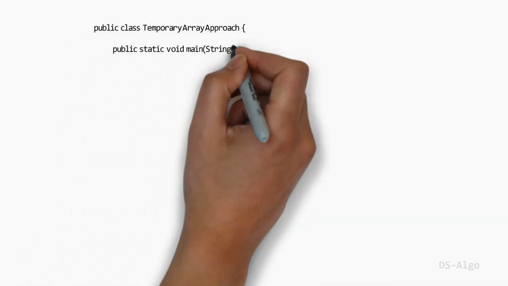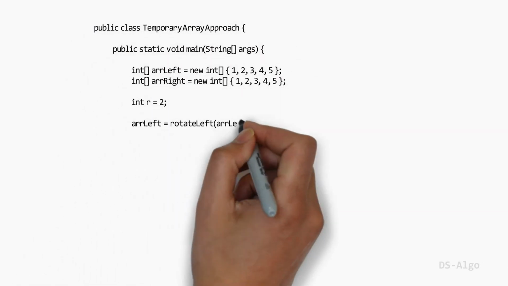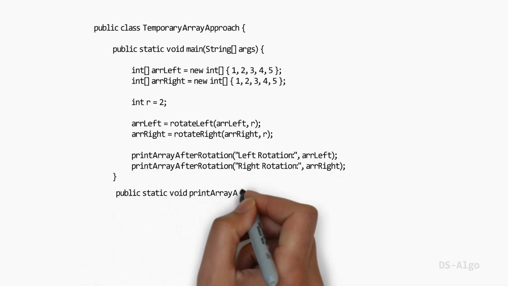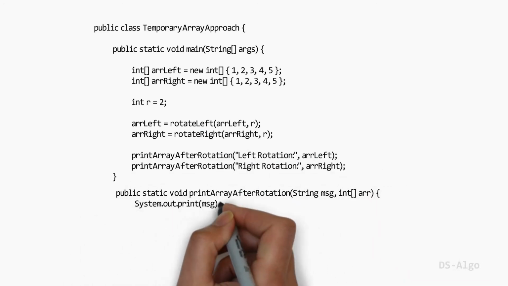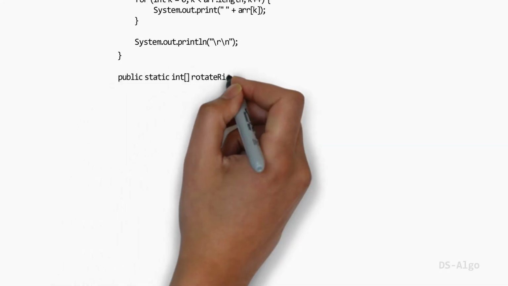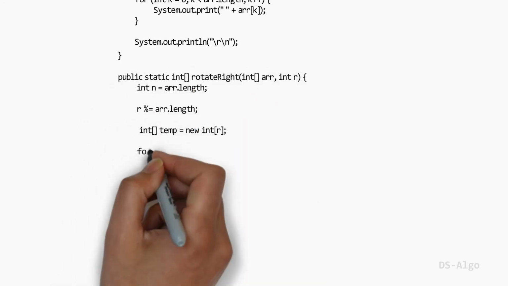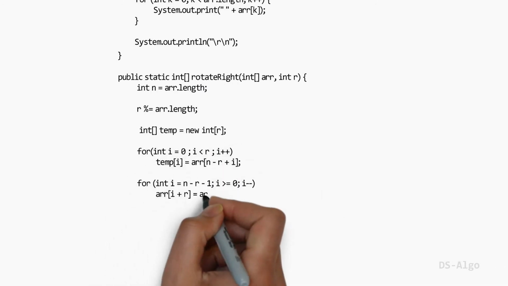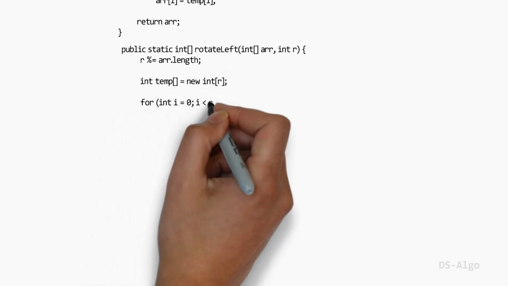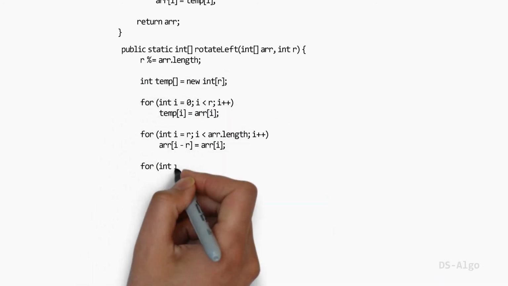Let's look at the implementation of this algorithm for both left and right rotation of an array. The main idea behind this algorithm is to use an extra array of size equal to the rotation count and store the r elements of the given array to the extra array. Then perform shifting in the given array, and once it is done, we copy the extra array to the given array.